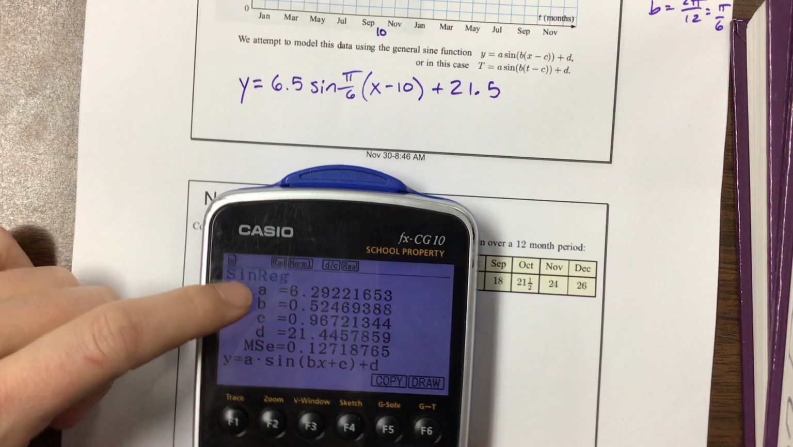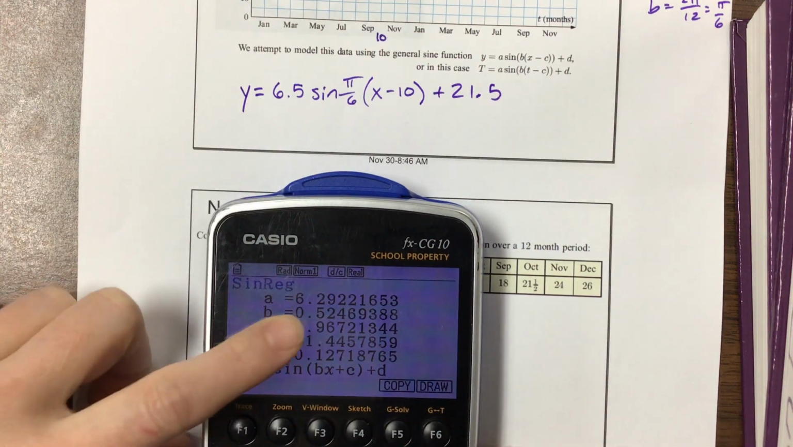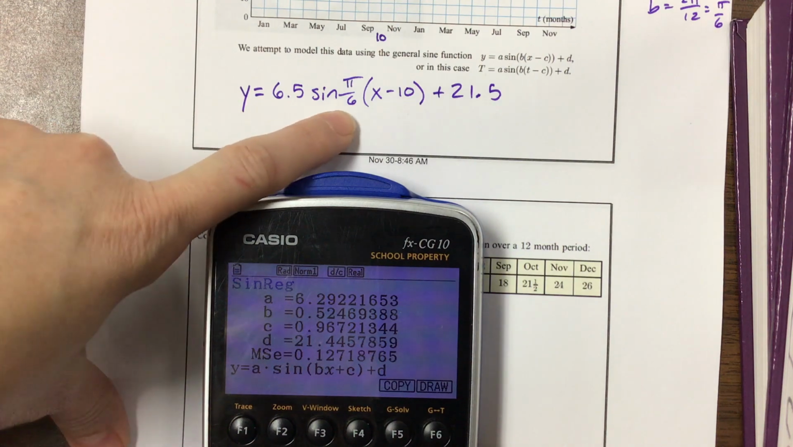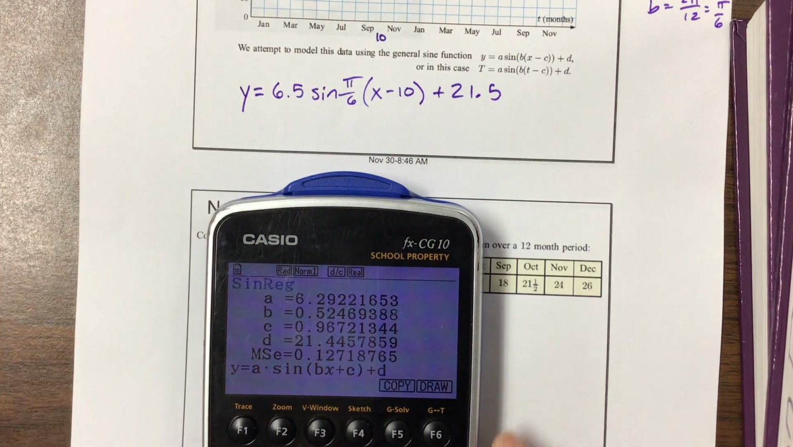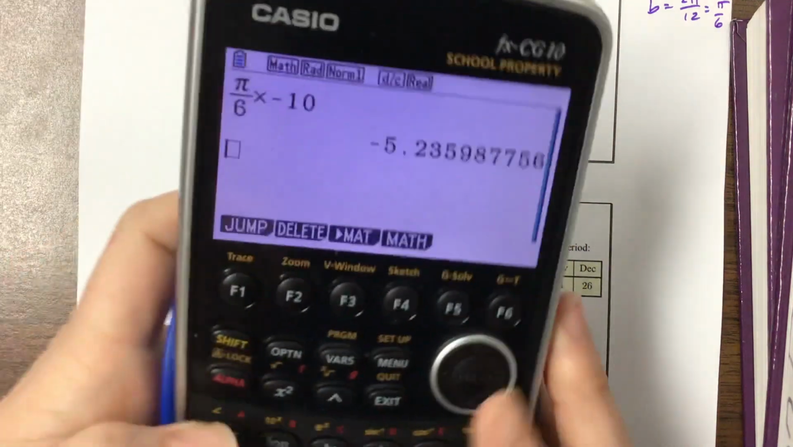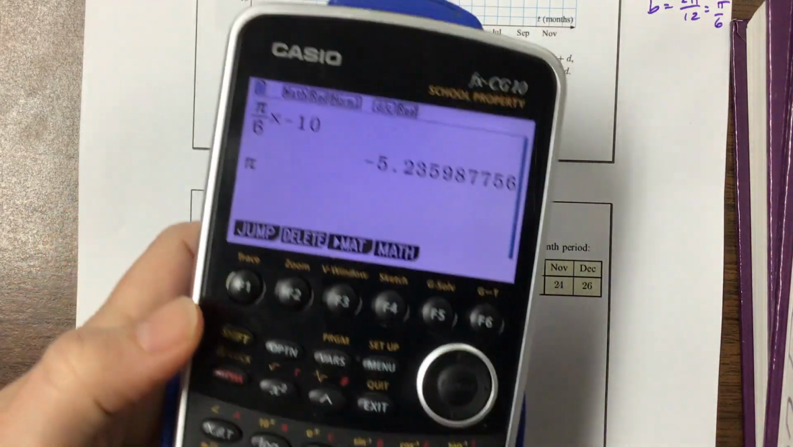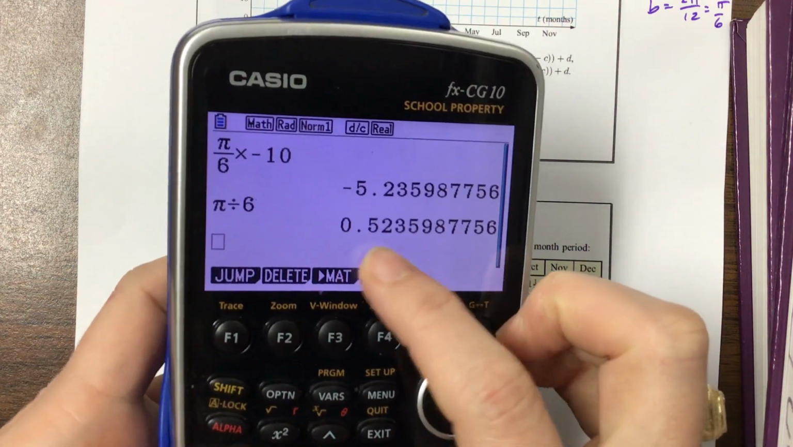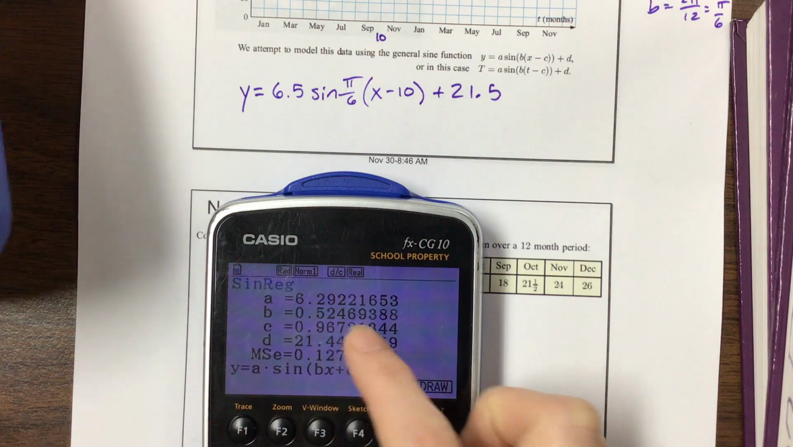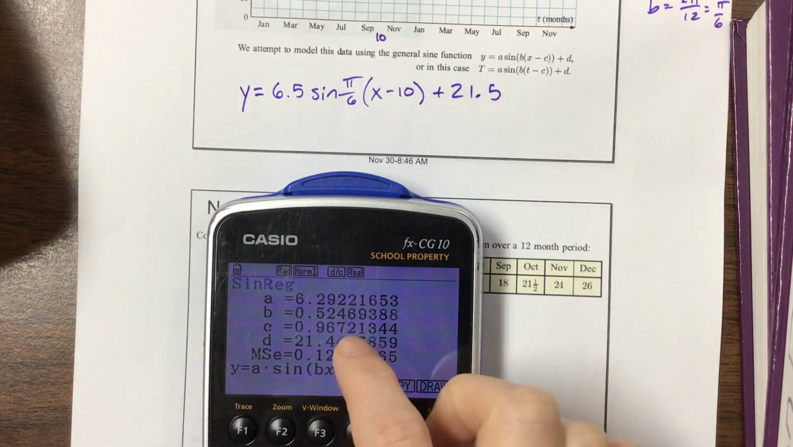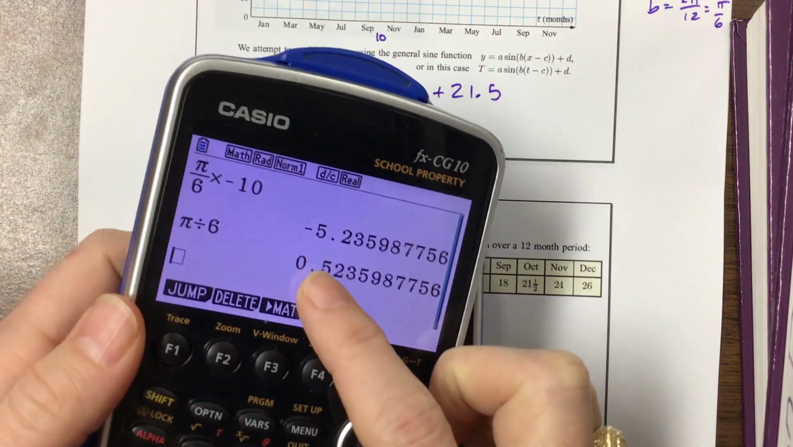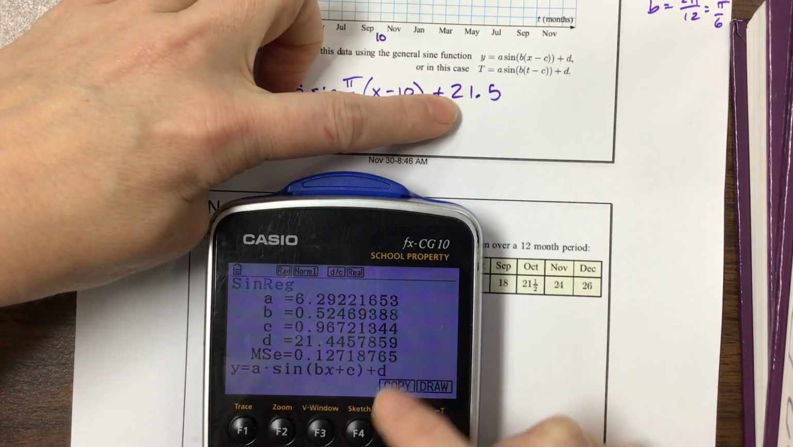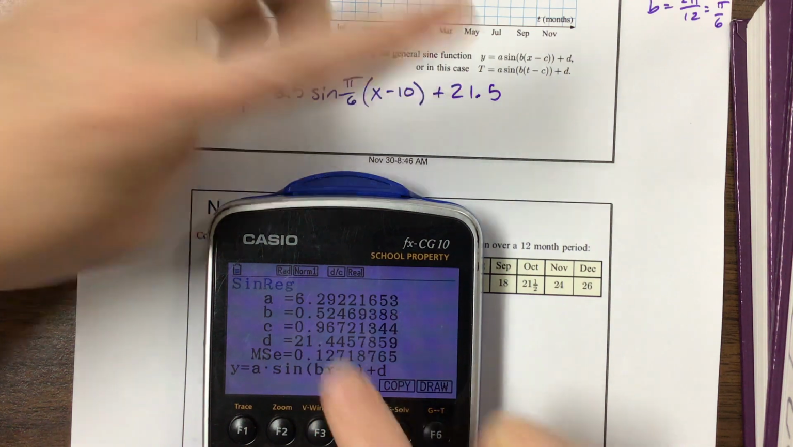Let's keep going. So we said we had an a value of 6.5. They gave us an a value of 6.29. That's not too far off. Our period here is pi over 6 is what we said, and pi over 6 is approximately 0.523. What did they say? 0.524. Okay, that's pretty close. The c value looks pretty different than what we expected, but we'll talk about that in just a second. And then we had a d value of 21.5. They had a d value of 21.4.